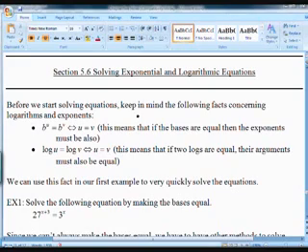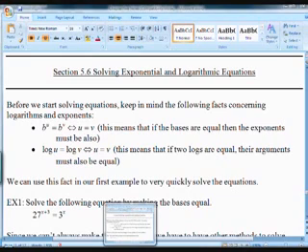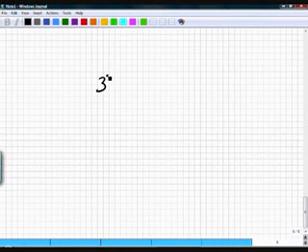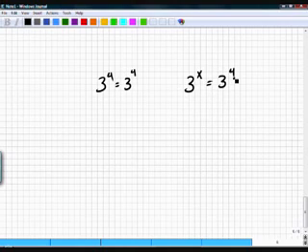It says, before we start solving equations, keep in mind the following facts concerning logarithms and exponents. If you've got some number to the u power, and it's equal to that same number to the v power, let me give you an example of that. If I say 3 to the 4th power equals 3 to the what power, obviously it would be 4th power. That seems really simple, but you'd be really surprised. So if you're solving the equation 3 to the x power equals 3 to the 4th power, x must be 4. That's the only thing that makes that true.